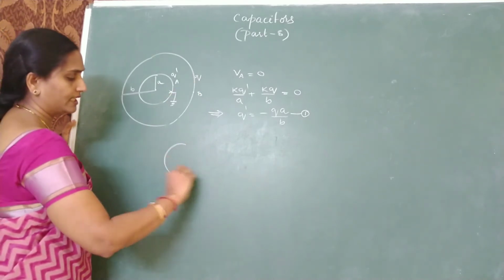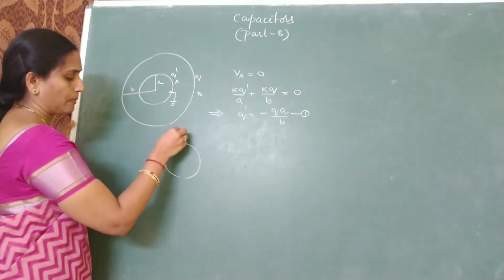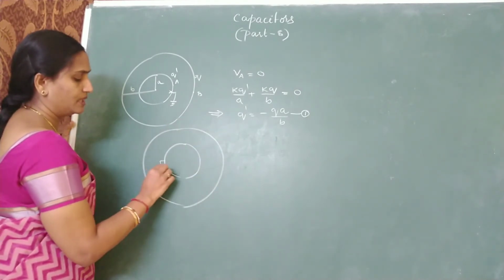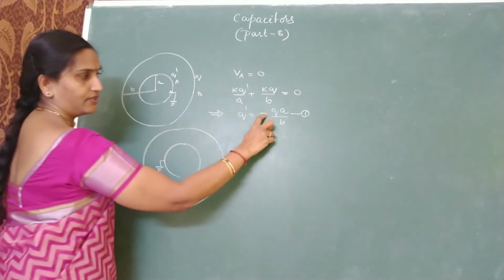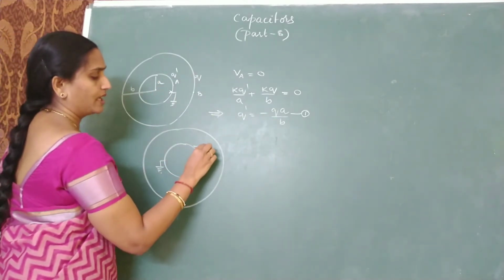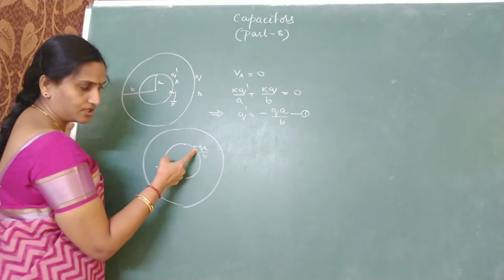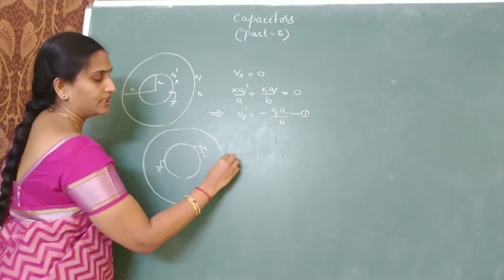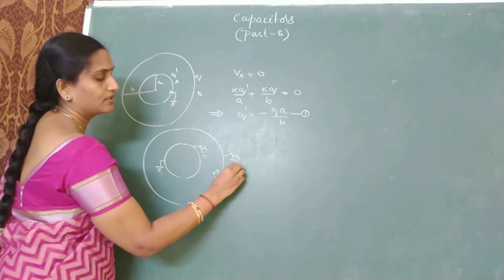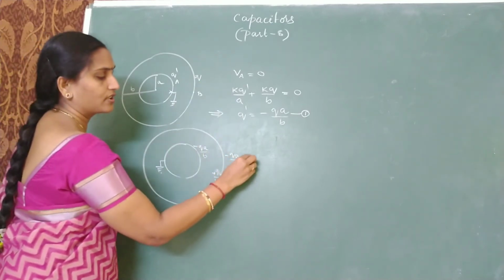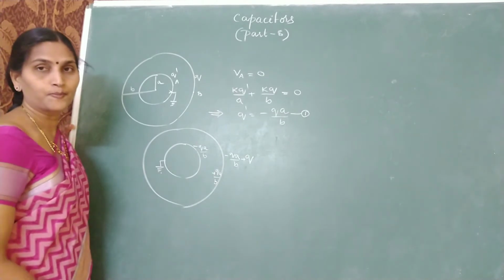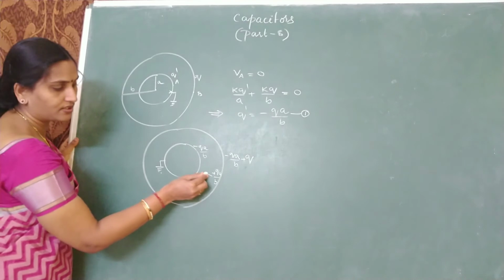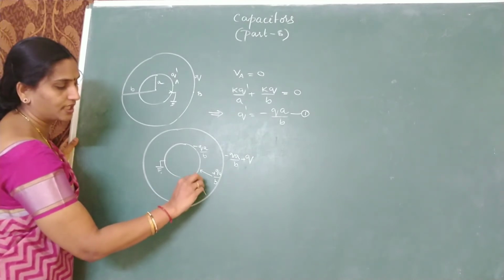Okay, I will redraw the diagram to show the distribution of charge. If this surface is being earthed, on the inner side we have got this charge minus QA by B. If this is minus QA by B, here you get plus QA by B and here minus QA by B. Already the outer surface has got a charge Q, so plus Q. So this is how the charge is distributed. And now you can see there is an electric field directed from positive to negative on this side.